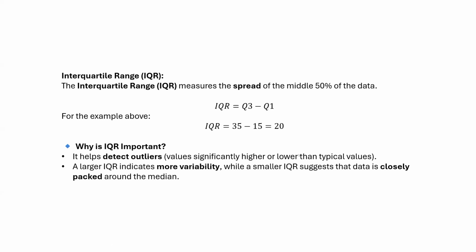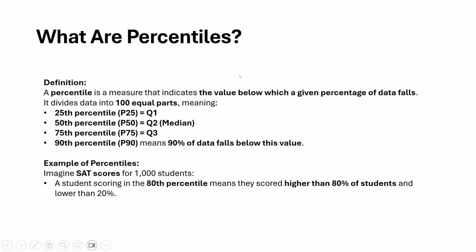Cool. So if we are having a smaller IQR, that is the interquartile range, it suggests that our data is closely packed around the median. It means our data is having very less variability. So it means your measures of spread, measures of dispersion, will be having very less value. All of you with me so far? Great. Let's move to the next slide.